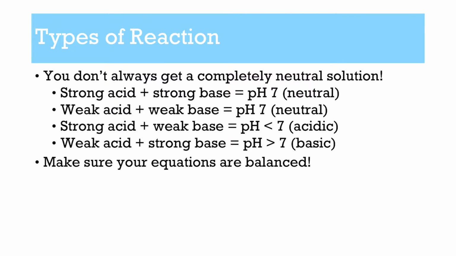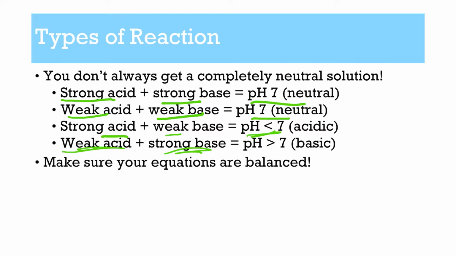Now, you don't always get a completely neutral solution. If you have a strong acid and a strong base, you get something that's 7, perfectly neutral. Weak acid, weak base, again, you get something perfectly neutral. When you have a strong acid and a weak base, because the acid is a little bit stronger, the final pH of your neutralization reaction will be a little bit less than 7. It will be a little bit acidic. And the exact opposite, if you have a weak acid and a strong base, when it's neutralized, it's not a perfect 7. It will be a little bit higher and a little bit more basic.